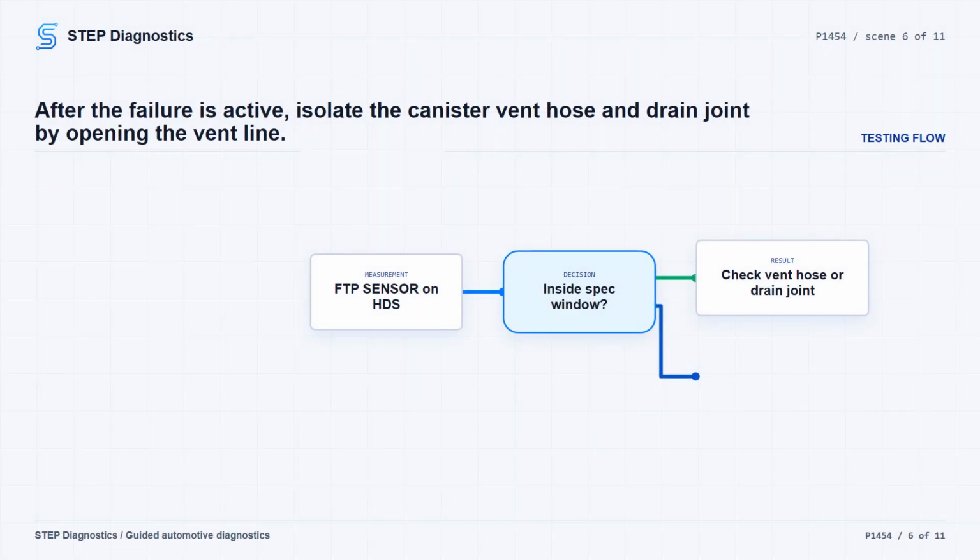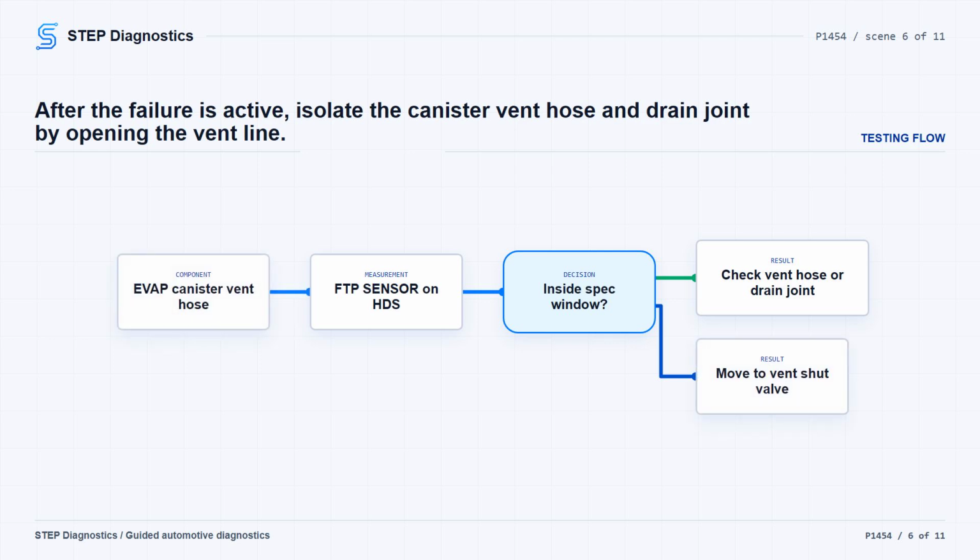With the failure duplicated, clear the code, turn the ignition off, and disconnect the EVAP canister vent hose from the EVAP canister. Key on and check the FTP sensor value again against -0.67 to 0.67 kPa. If the value now falls in range, check for a blockage in the EVAP canister vent hose or the drain tube joint, then move to repair verification.